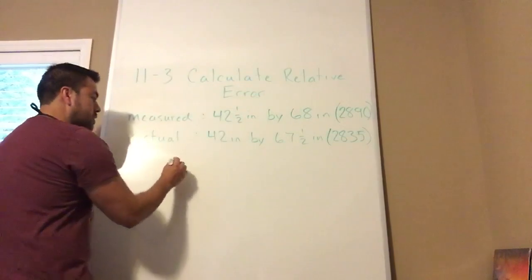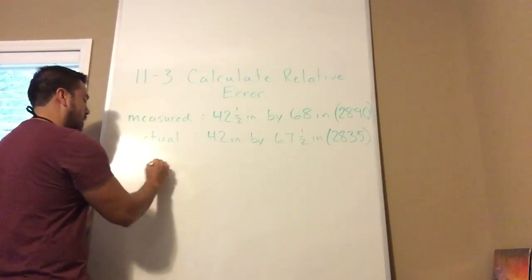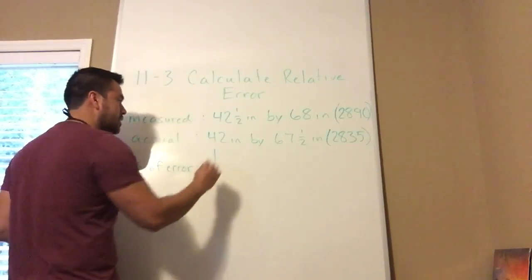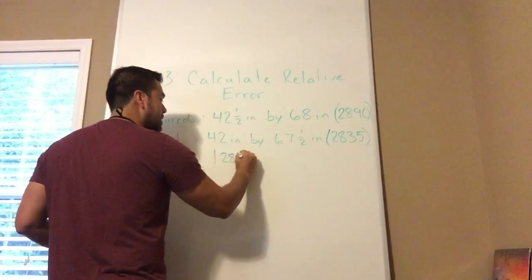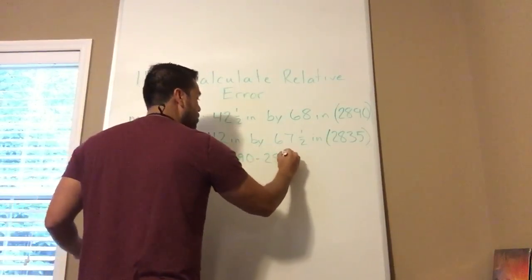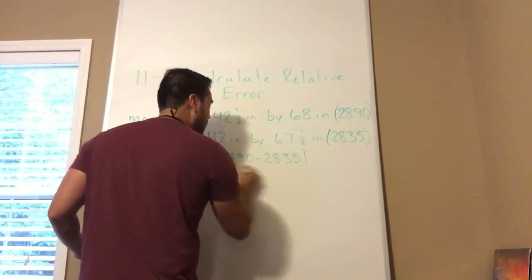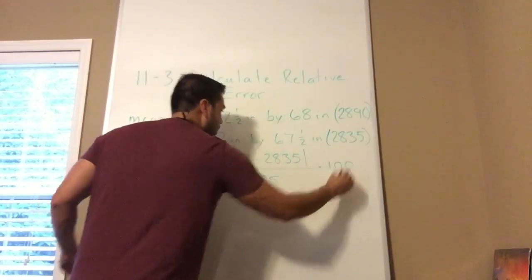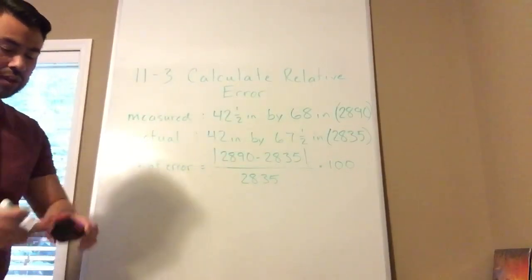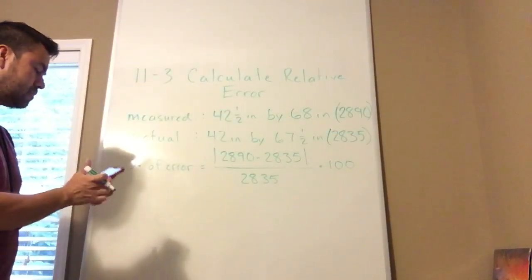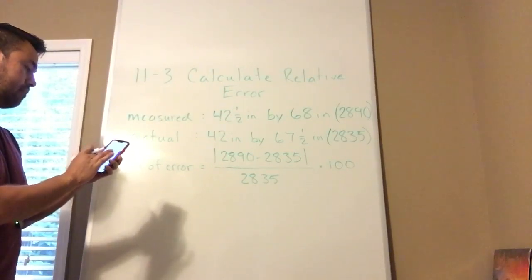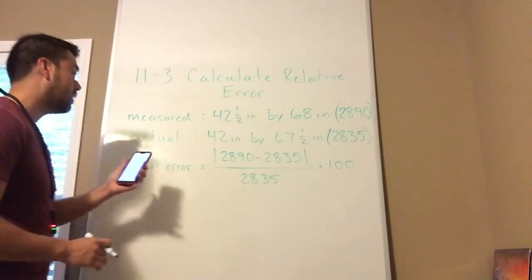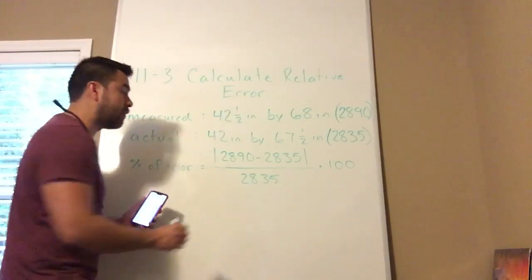Okay? So we're going to use that formula. So the percent of error. Okay, so we're going to have the absolute value sign, the measured, which was 2890 minus the actual 2835. And that's going to be over the actual 2835. And my last step is to multiply by 100. Okay, so those are the numbers and where they belong. So I'm going to do 2890 minus 2835. Okay, so I get 55. I was 55 off.